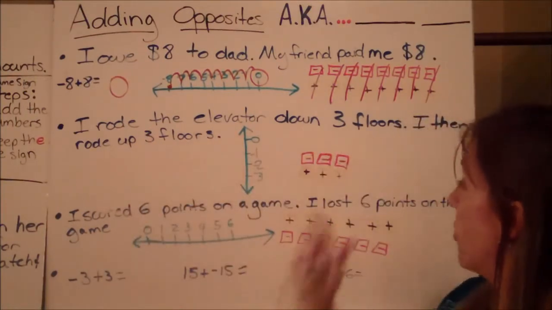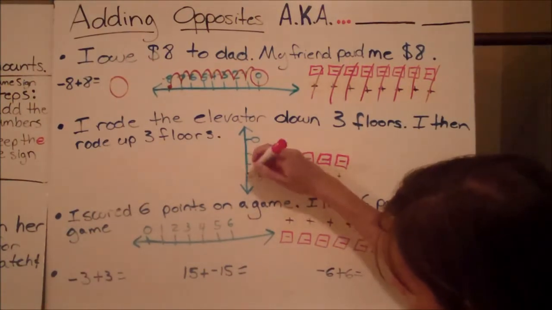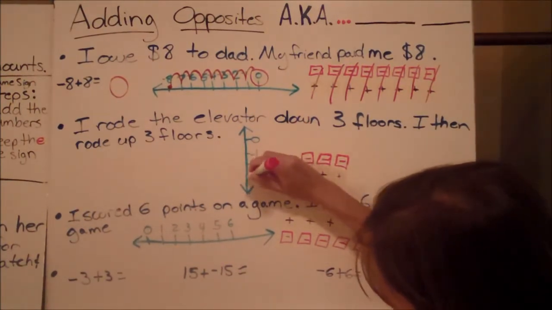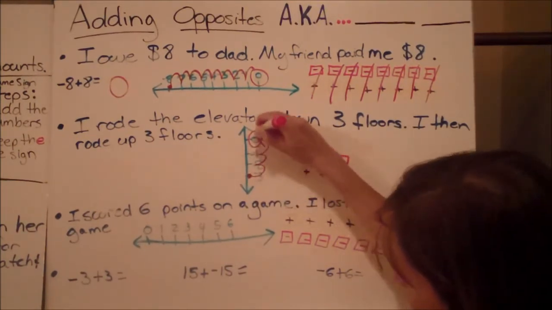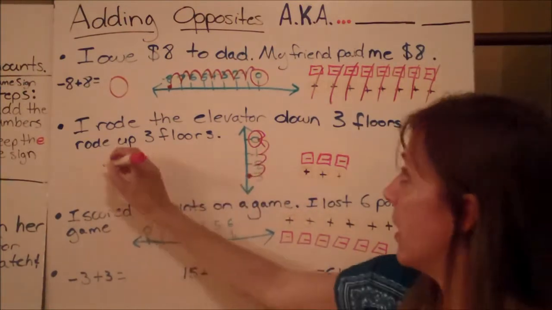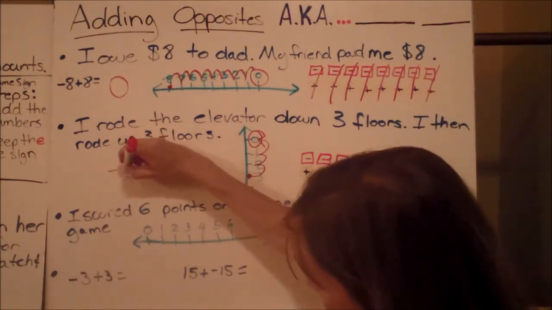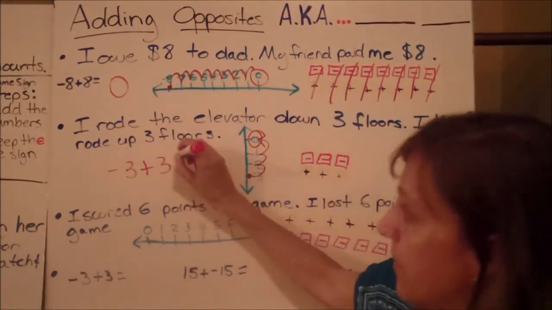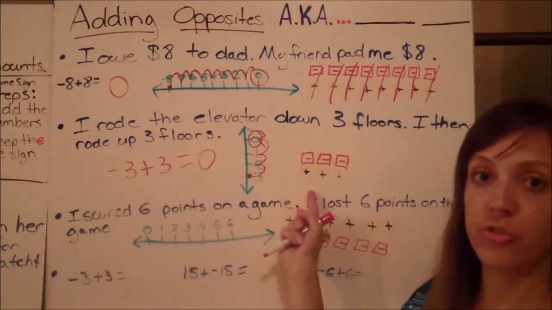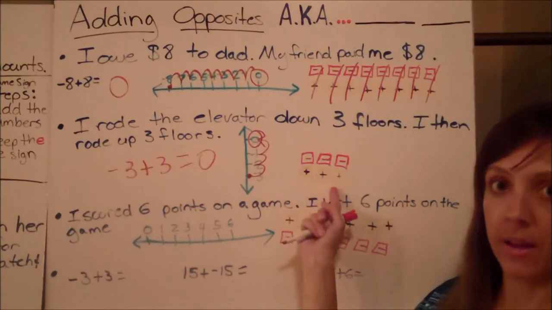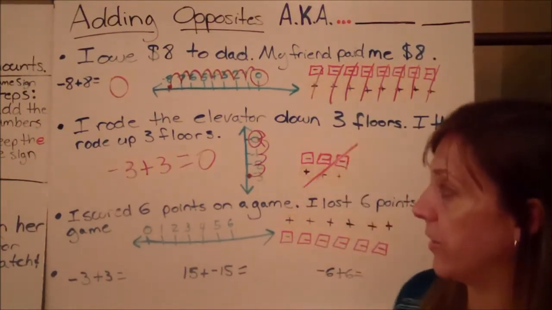I rode the elevator down 3 floors, and then I rode up 3 floors. So I rode down 3 floors. I'm going to graph that -3. And then I went up 3 floors. So 1, 2, 3. Here we go. And I end up at 0. So -3 plus 3 equals 0. Looking at my integer chips, I have -3 plus +3, and those just cancel out, and I still end up with 0.